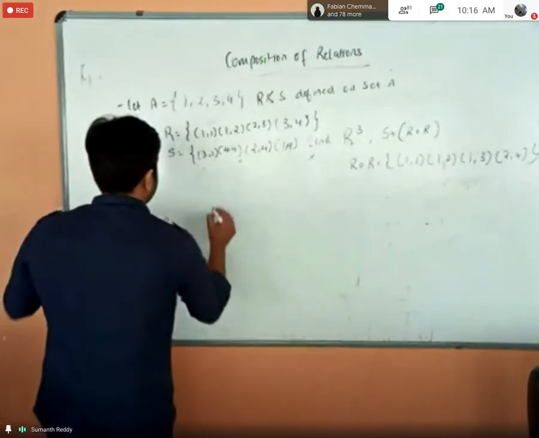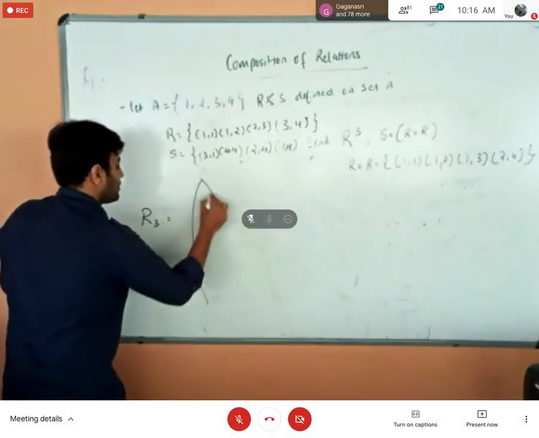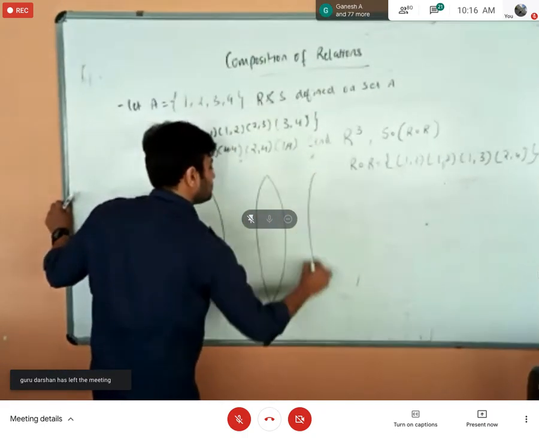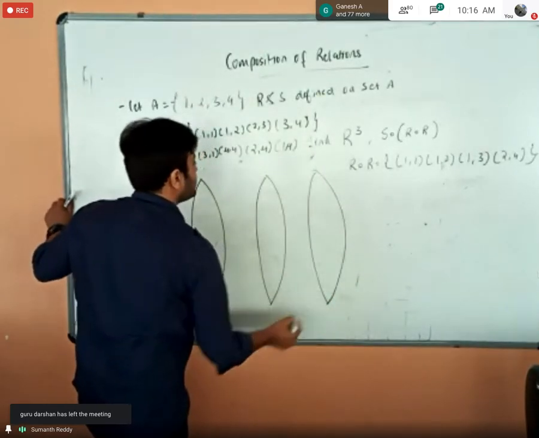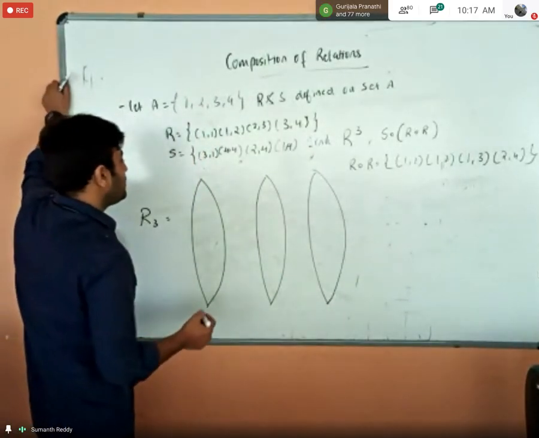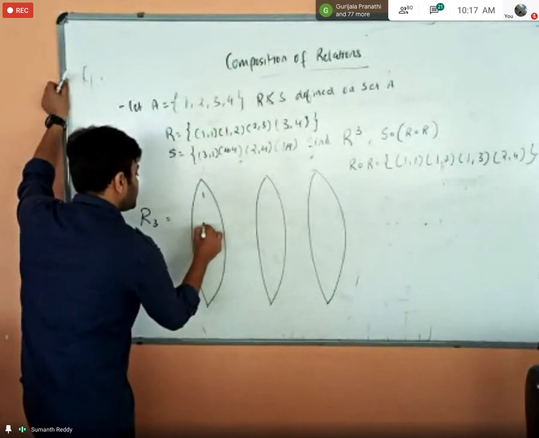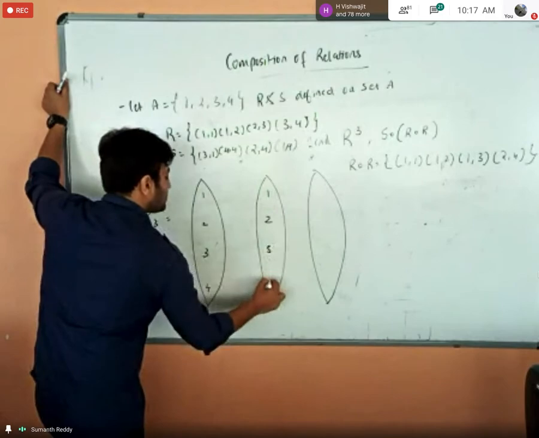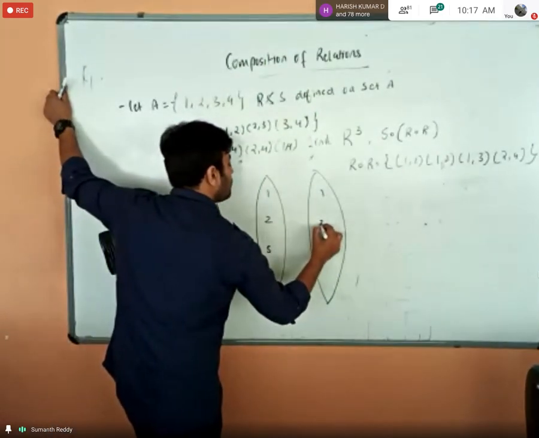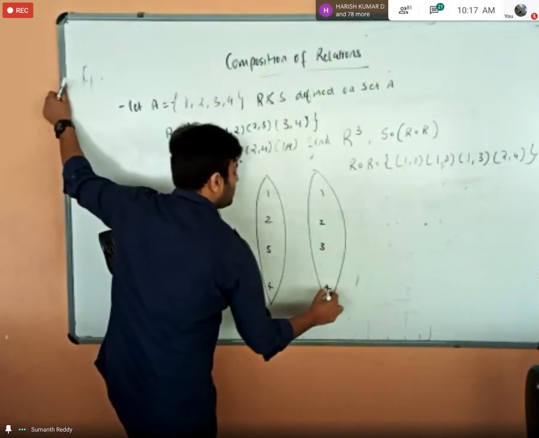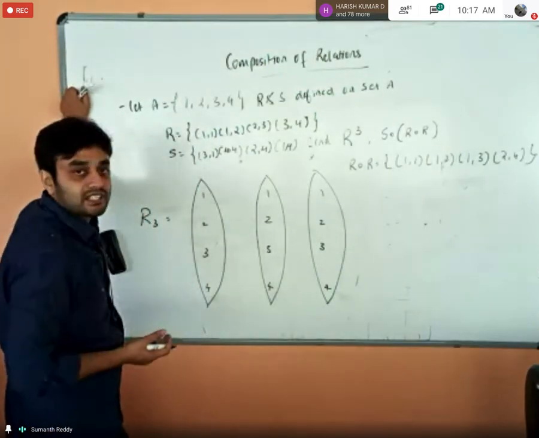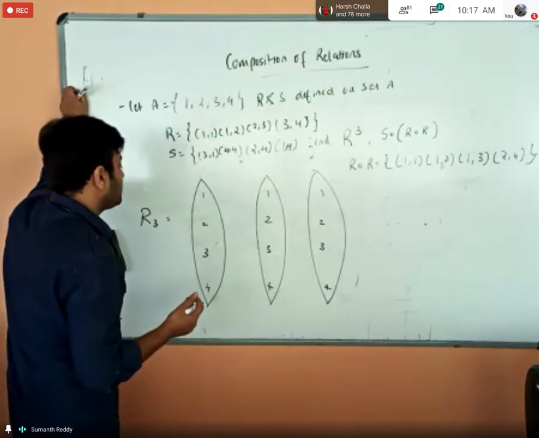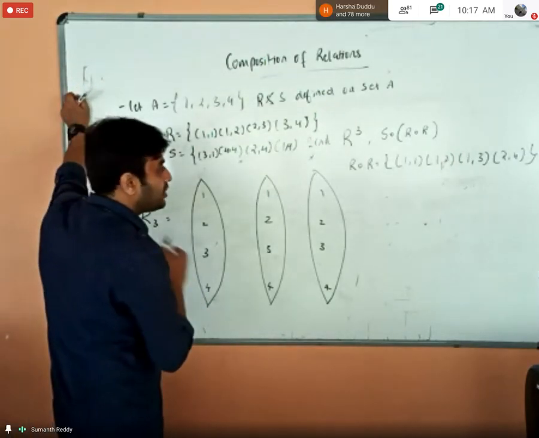So when you are finding R cube, since it is a binary relation, you need not worry about the sets. Every set will be the same. If it is not a binary relation, then you have to be careful. Always look at the ordered pairs and see what the first element and the second element are. Depending on that, you decide the relation is from which set to which set. Here, since it is a binary relation, you need not worry.